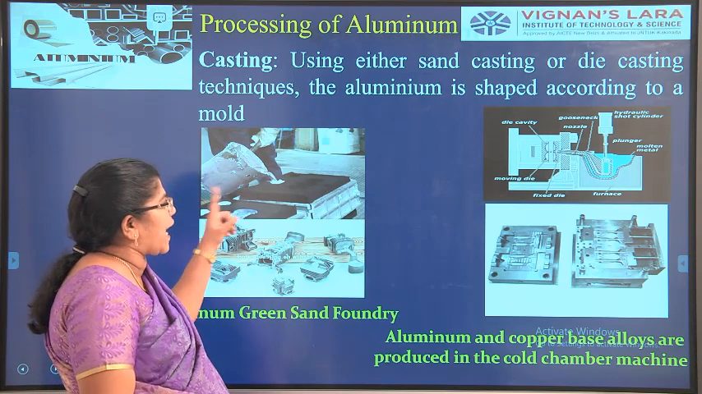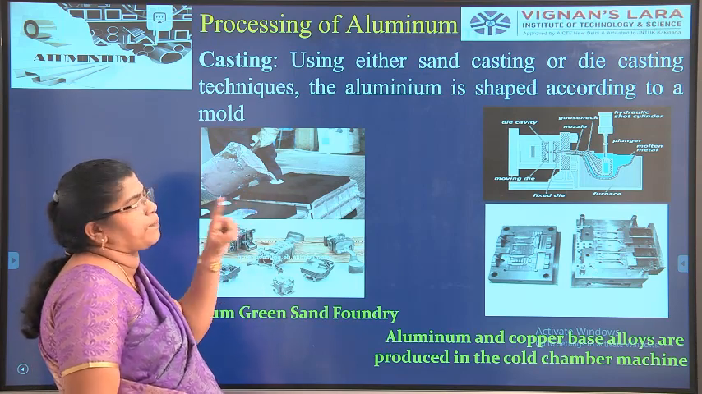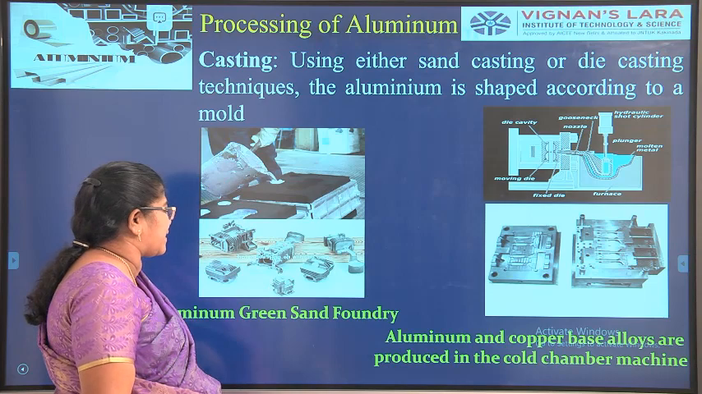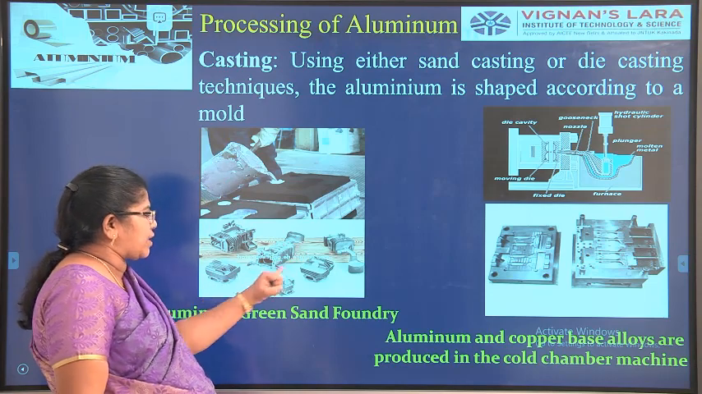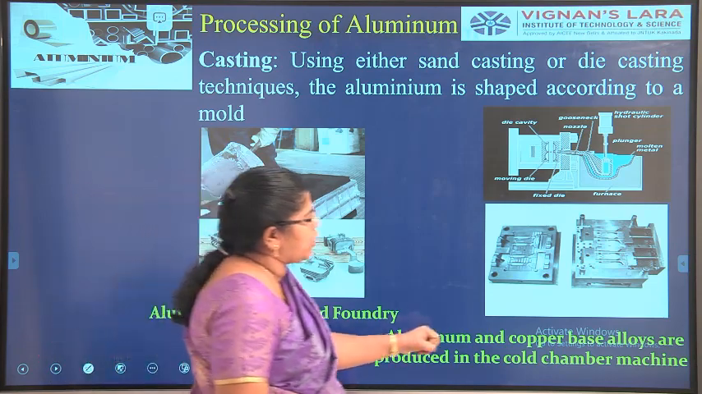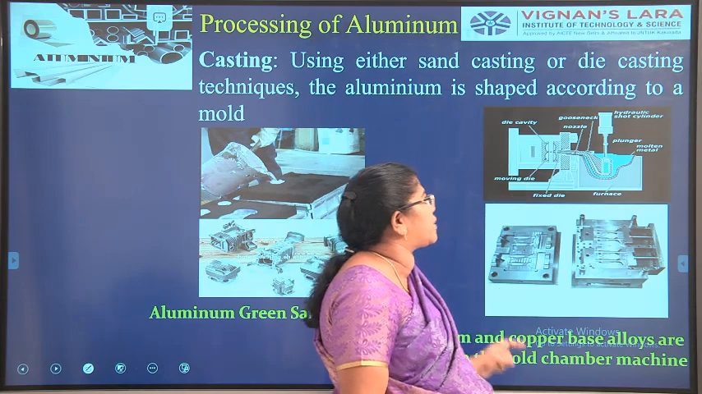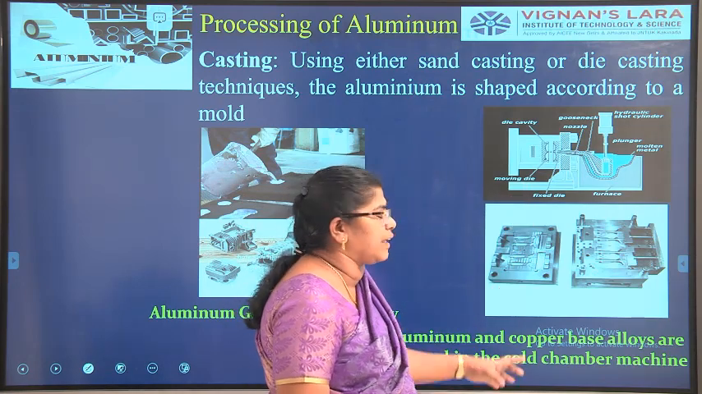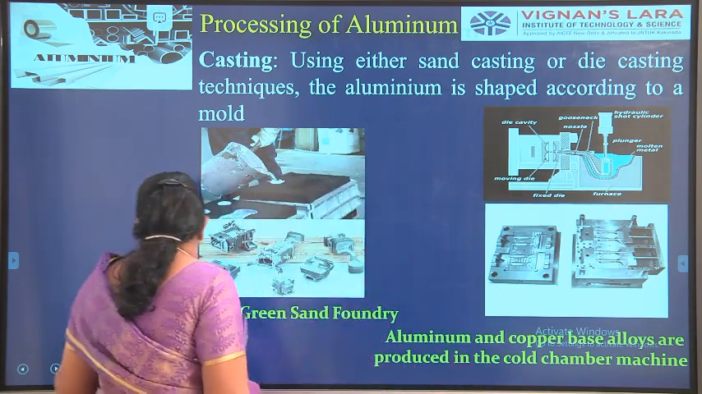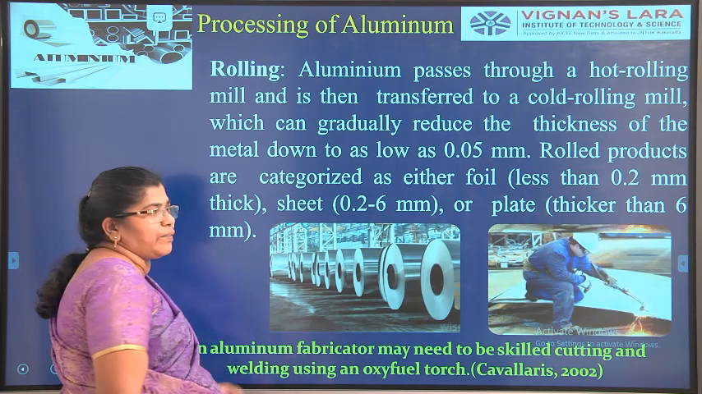One is by sand casting, or it is by die casting. This is sand casting, and a rough surface will be formed. Aluminum and copper-based alloys are mostly done through die casting in a cold chamber machine. Okay, the next, the third one, what is the third one?